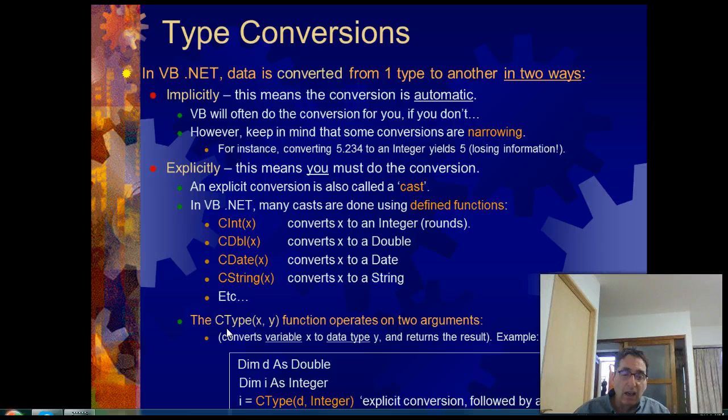CType function operates on two arguments, converts a variable to a data type. So you can do it like this, CType, and then you put in X and Y. So for example, suppose D is declared as a double, and I is declared as an integer. So if you put D into CType and say now I want it to be an integer, now it will be an integer. So explicit conversion, followed by an assignment afterwards.